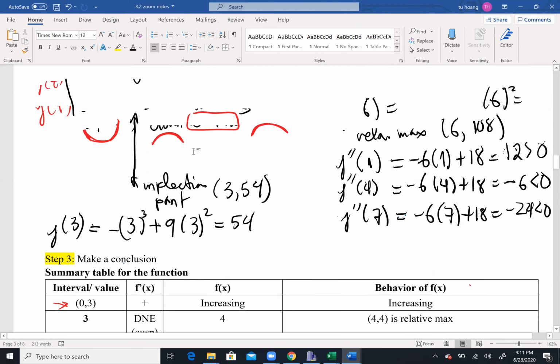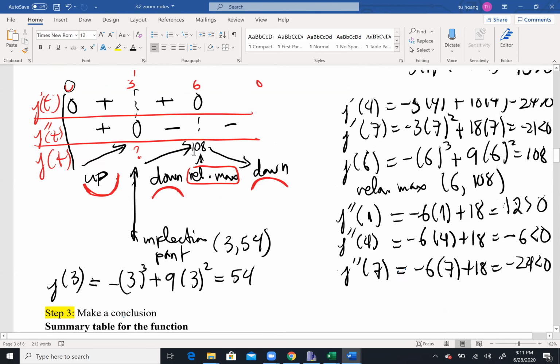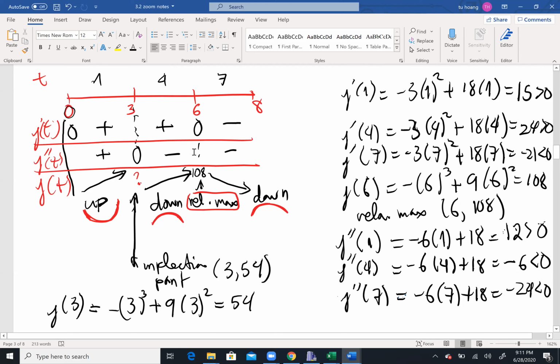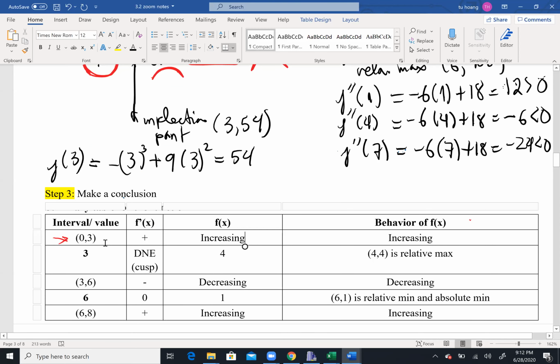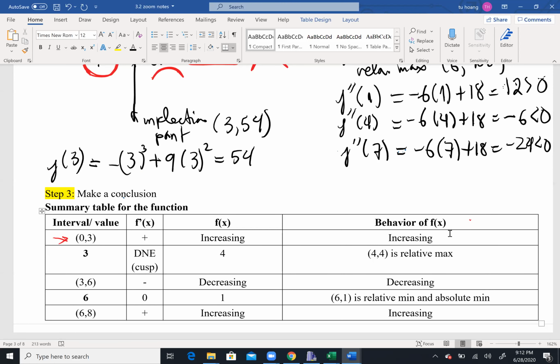Take a look at the side chart here. So 0 to 3, I know that f(t) is increasing, right? And concave upward, right? So let's say increasing, and I'm going to say the behavior is actually increasing upward, or increasing at an increasing rate.